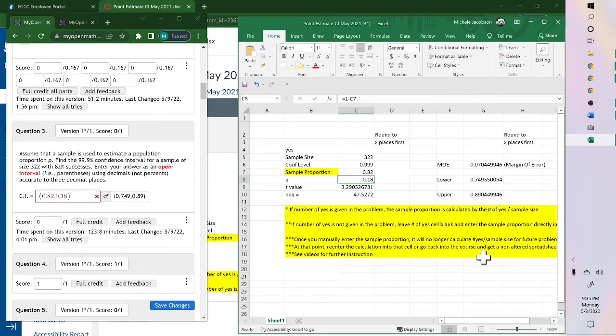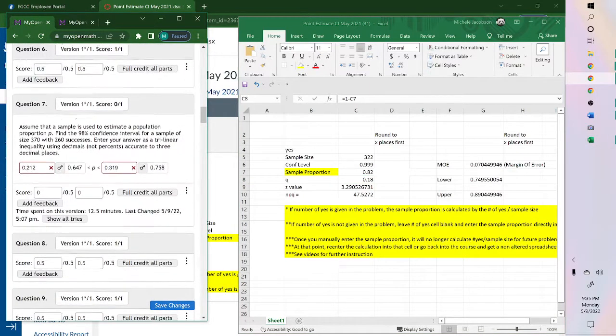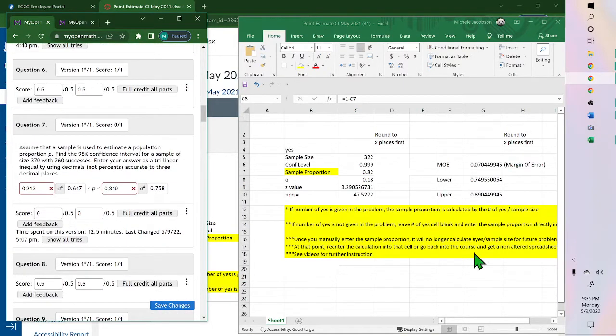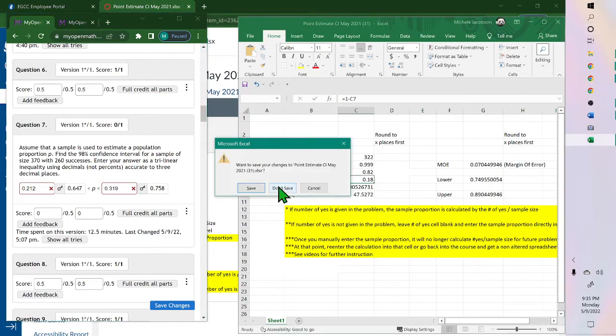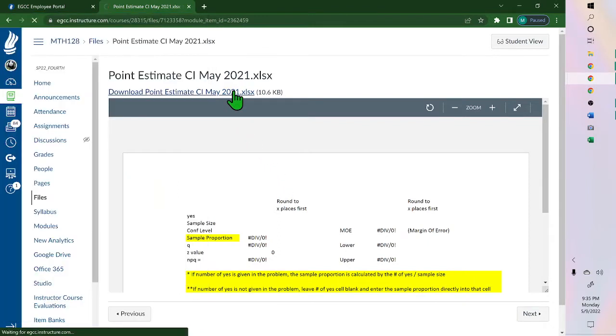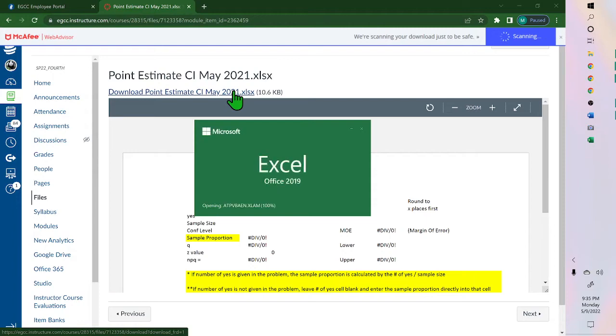Okay, number 7 is the one you had sent. So let's go down to 7. Assume that a sample is used to estimate a population proportion. Find the 98% confidence interval of a sample size 370 with 260 successes. Now, since we put the sample proportion in, and this one tells us the number of yeses, I'm going to close this and open a new one. I didn't have to before because it was giving us the proportions. But if it gives the number of successes, you have to reopen.